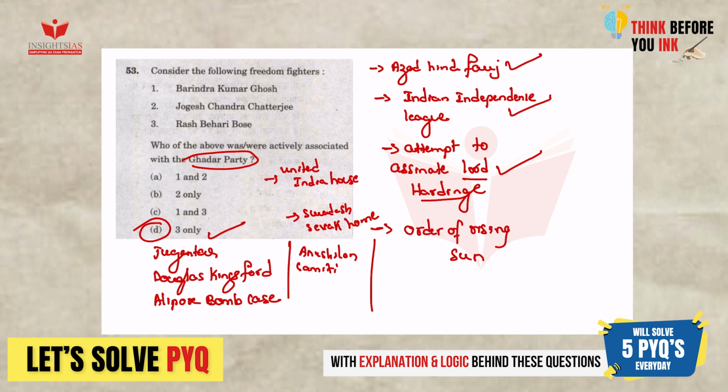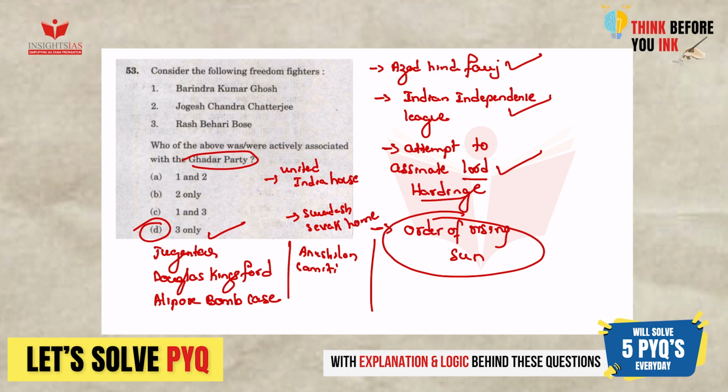Then he was also associated with the Indian Independence League. He also tried to assassinate Lord Hardinge, and the Japanese government has given the award Order of the Rising Sun to whom? To Raj Behari Bose. Now, what about the other two individuals who are not associated with the Gadhar party?